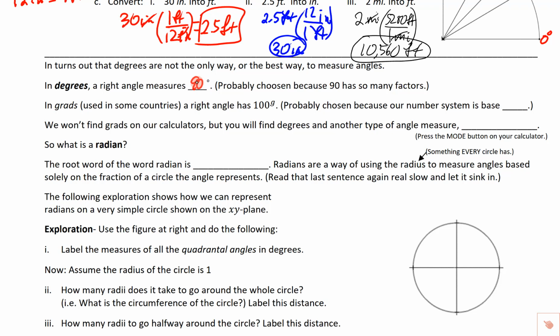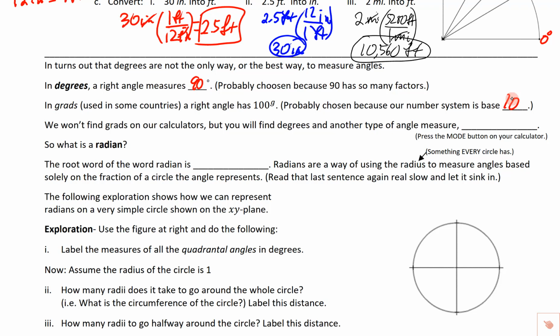Okay, there's another thing called a grad. They use this in some industries and in some countries, and a right angle there has 100 grads in it. So perpendicular is 100 grads. They probably did that because our number system is base 10. Okay, 10s are pretty easy to work with. What's the most commonly used measurement? If you're talking science, then it's radians. What we're going to figure out right now.